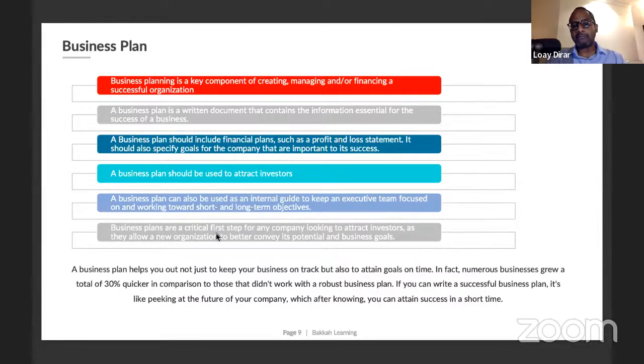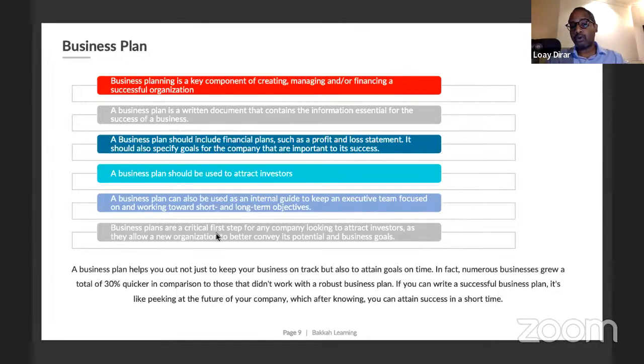Okay, a business plan should include financial plans, such as a profit and loss statement. It could also specify the goals for the company, the goals for the business. And even if you're just starting up, you need to mention what's your main purpose for your business idea, what's the main purpose for investing in this business idea.